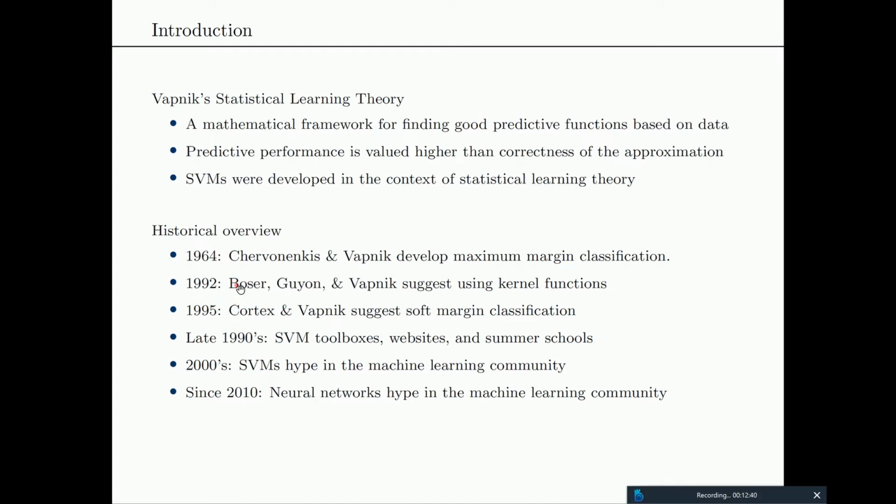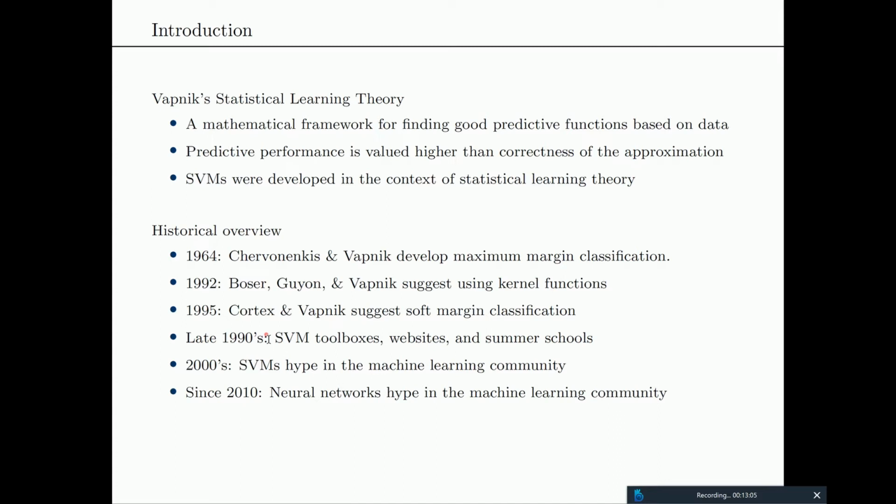So that really came to rise after the early to mid 90s, and then in the late 1990s, students and people around Vapnik started to push SVMs into the mainstream in machine learning by setting up, for example, these SVM toolboxes.